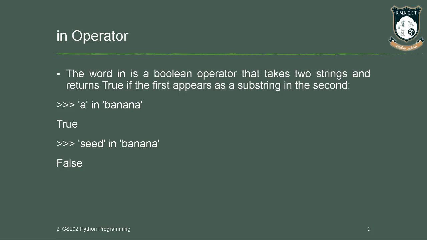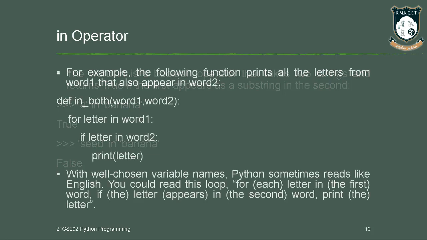The second case, seed in banana. Here we do not have those characters. Seed is not available in the string banana, so we get the result as False. And here we are going to use that in operator to check whether the letters appearing in word1 are available in word2. We are going to check whether a letter which is available in word1 is available in word2.